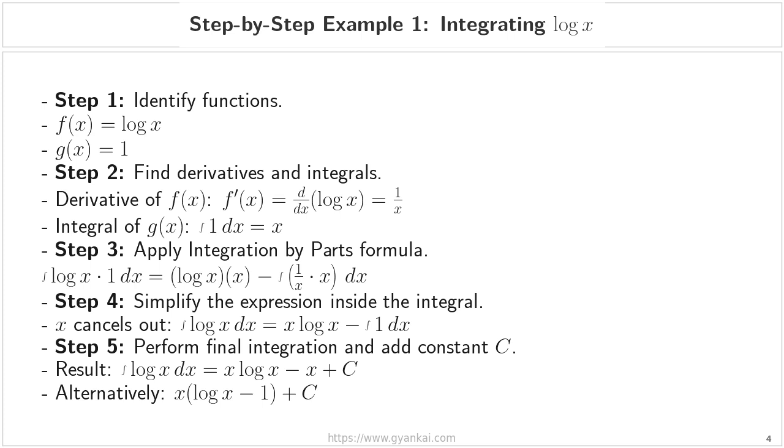This example illustrates how the hidden one technique transforms a potentially difficult integral into a manageable one. We'll see a similar approach in the next example with the inverse tangent function, and then we'll look at some real-world applications of these integrals. Remember to pay attention to the common mistakes we'll discuss later, as they often trip students up.